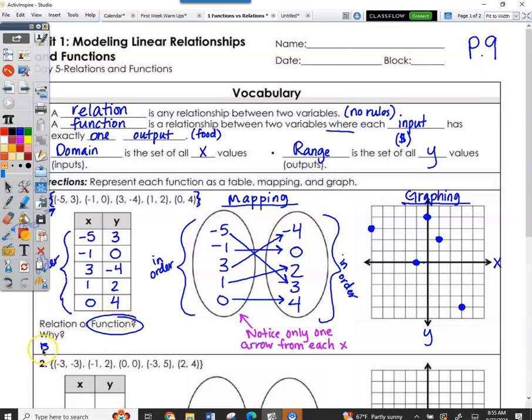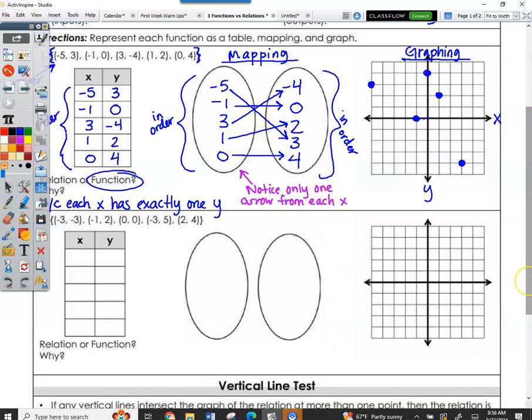So it is a function. Why? Because each x has exactly 1 y, or each input has exactly 1 output.